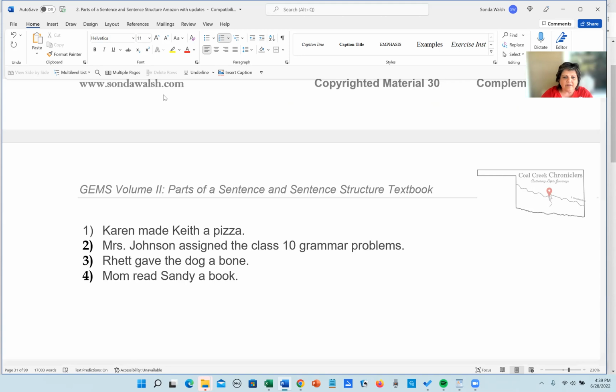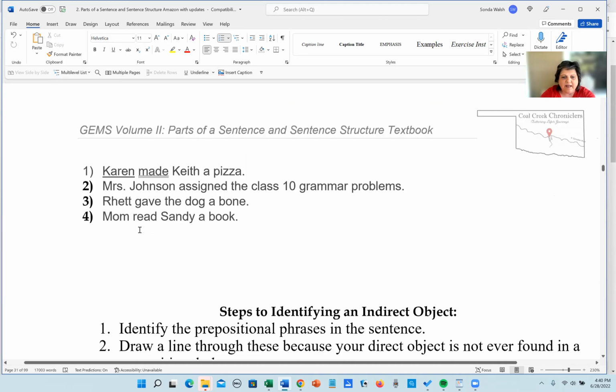Okay, the second thing you do is identify your subject. Karen is a subject. Okay, and then you identify your verb. Your verb here is made. Identify the type of verb. It's an action verb.